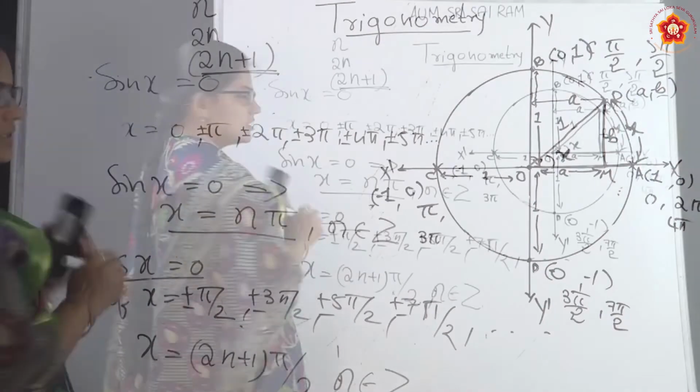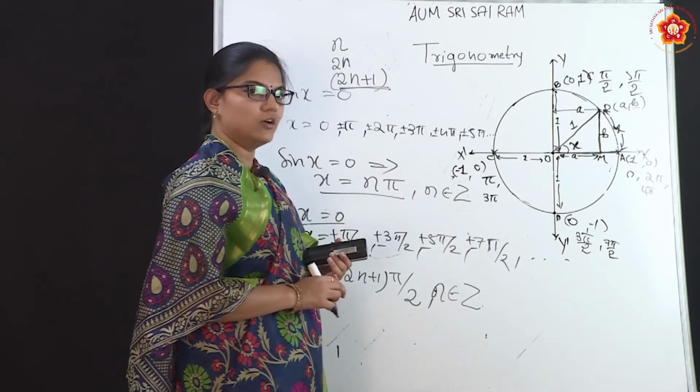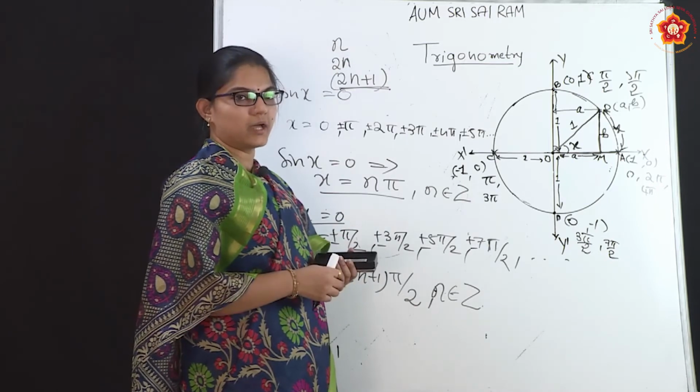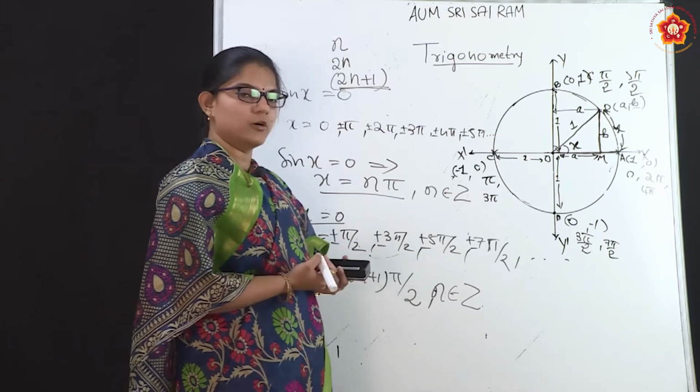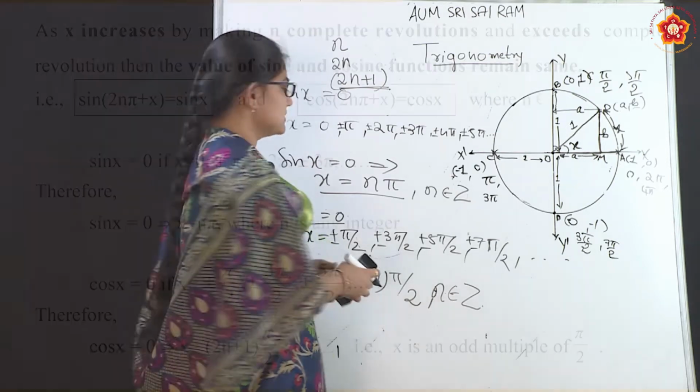Okay. So sin x is equal to 0 for any integer multiple of pi and cos x is equal to 0 for any odd multiple of pi by 2. Remember this.